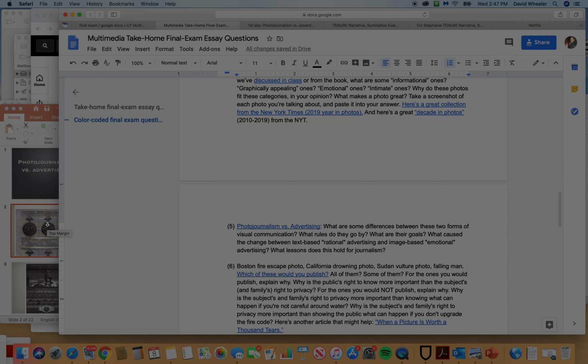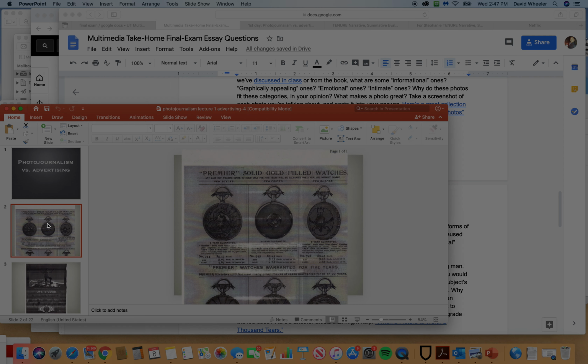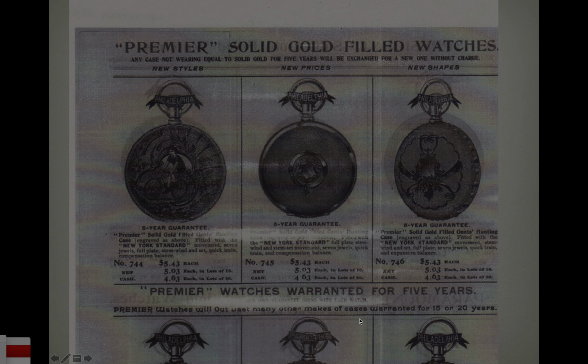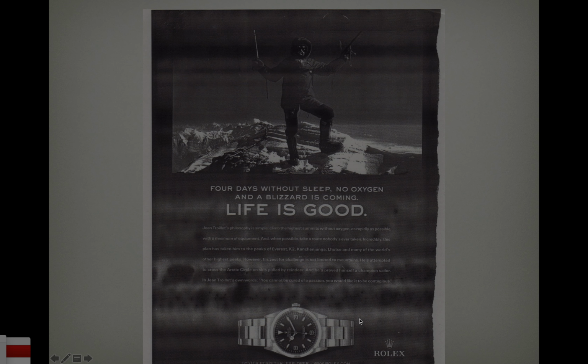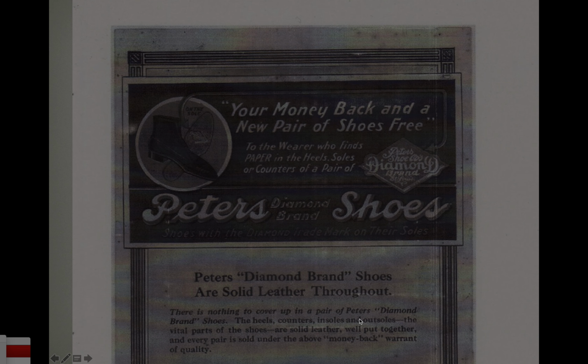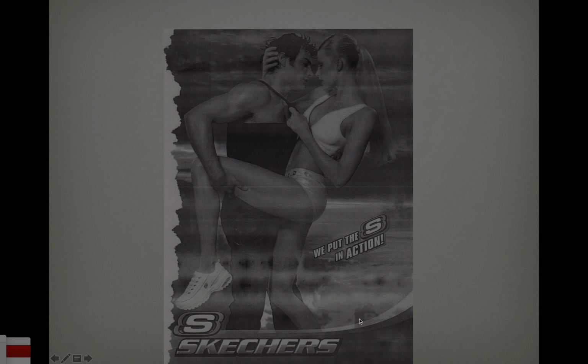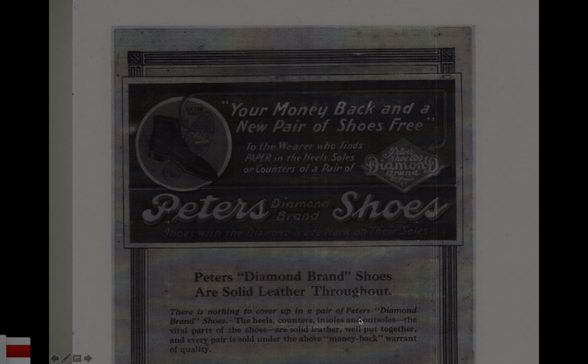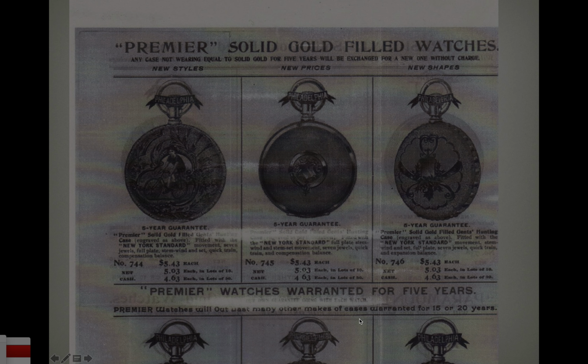Let's look at what caused the change between text-based rational advertising and image-based emotional advertising. The change happened in the 1920s, so about 100 years ago. This watch ad is a little over 100 years old, and this watch ad is much more recent. This shoe ad is more than 100 years old. This shoe ad is much more recent. And the way advertising used to work is that it told you about the product. Here, the shoe ad is telling you about the shoes. Here, it's telling you about the watches.